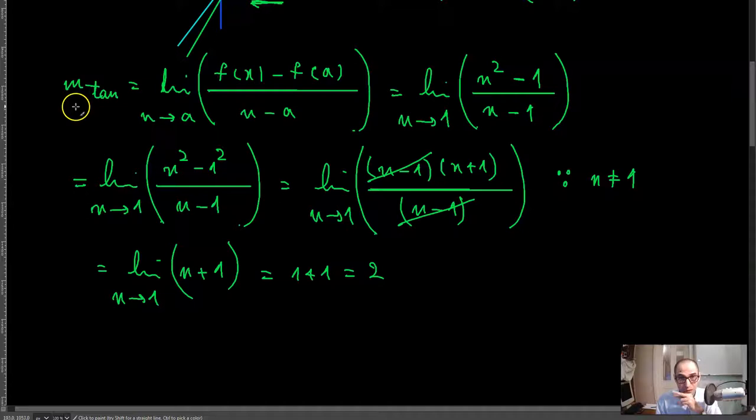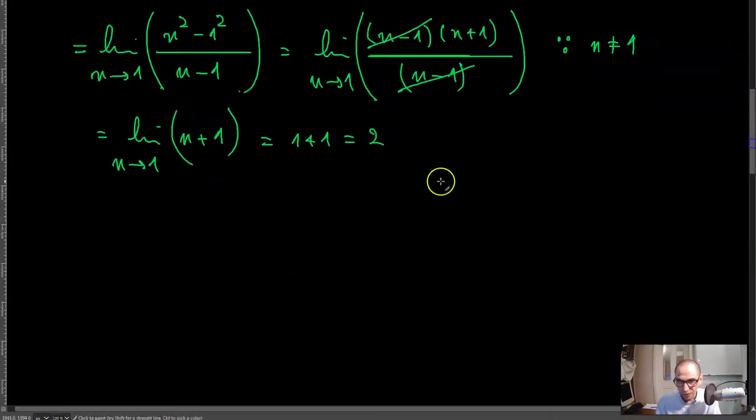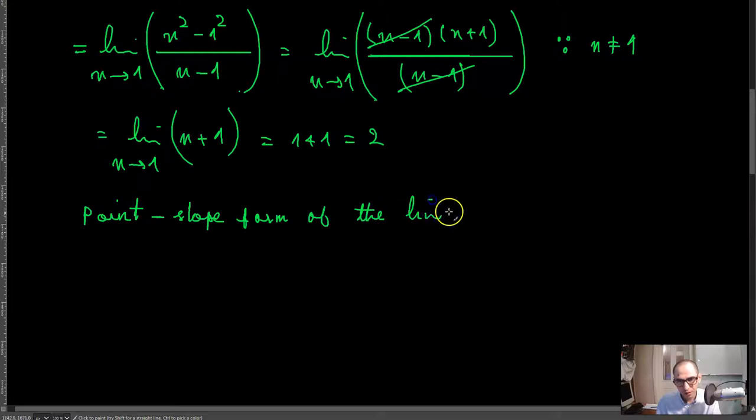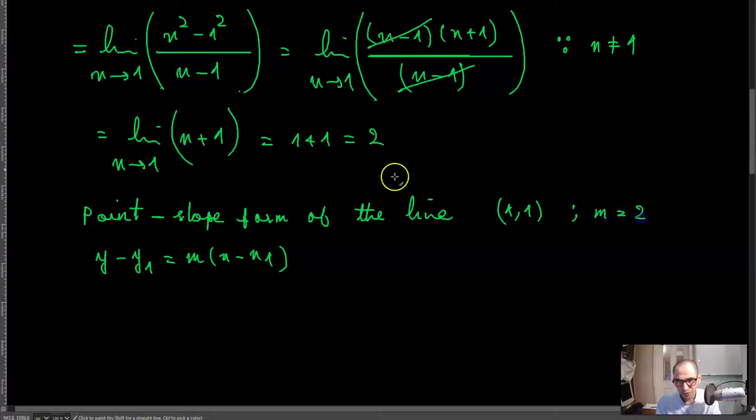Next, you want to write the equation of the line. This is called the point slope form of the line. It can be written as y minus y1 is equal to m times (x minus x1), right? Now (x1, y1) is in this case (1, 1), and m is equal to 2 as we calculated here.